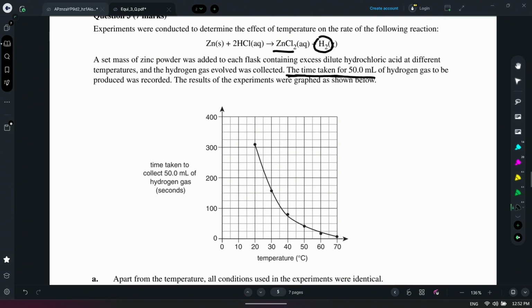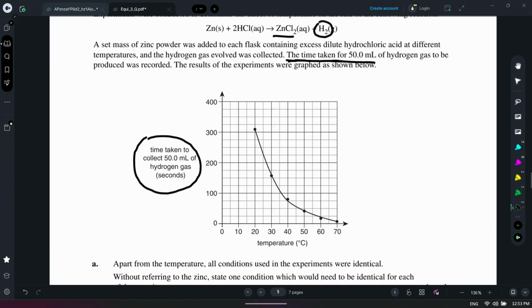So which one is our independent variable? Independent variable is the time it takes for us to collect 50 milliliters of hydrogen gas. Oh, sorry. No, that is the dependent variable. What am I saying? That is dependent. Y-axis is dependent. So what's the x-axis? The independent variable, the IV, is the temperature.